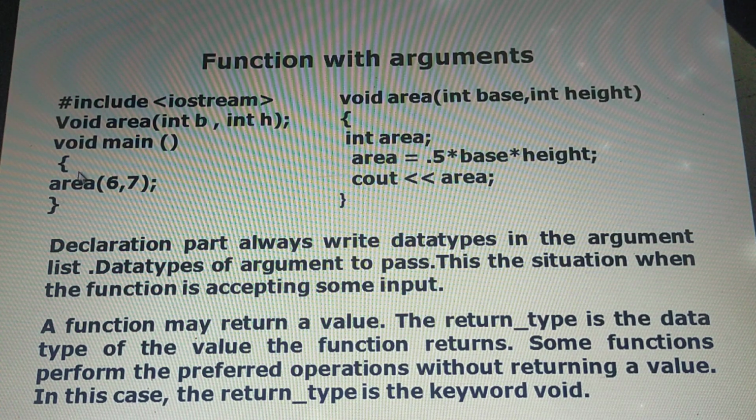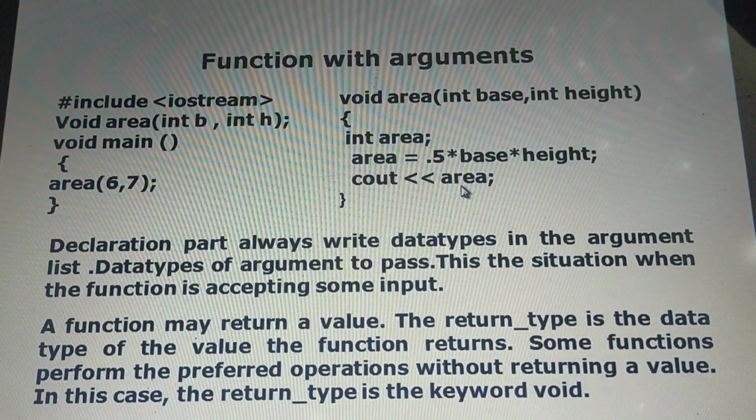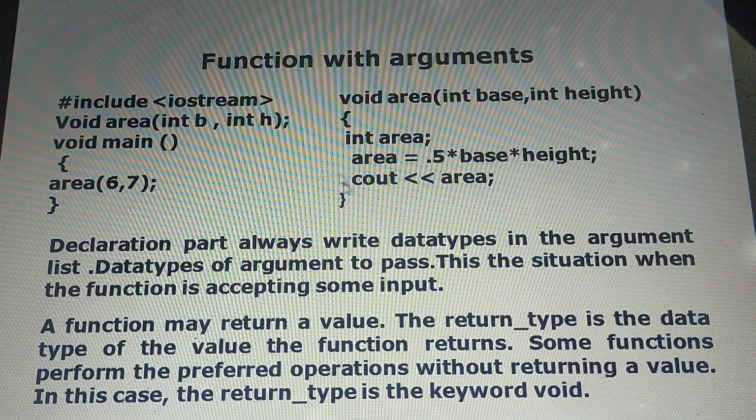Next, here the return type written is void. Why have we given void instead of int? The function may return a value. Okay. The return type is the data type of the value the function returns. If the function is returning a value, here we have to give the type of that returning value. Here the function is not returning any value; it is only printing in the body of the function.